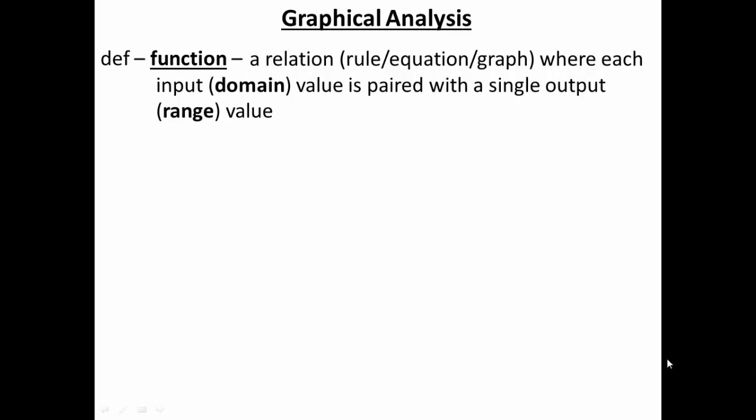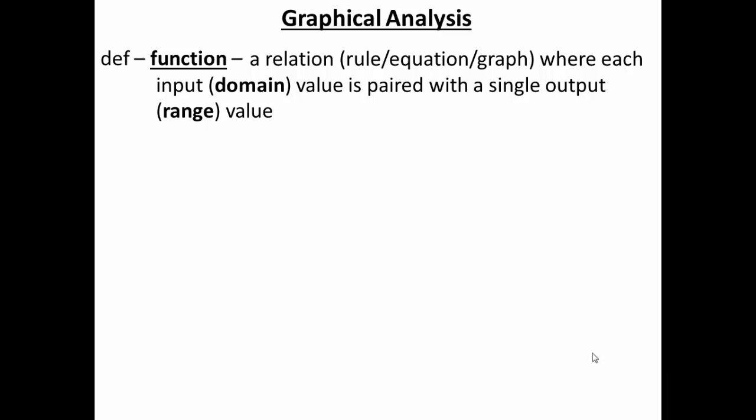So let's start with what a function is. Now, in Algebra 2, you talked about functions. You used function notation. So this is just a recap of what a function is. Remember that a function is simply a relation. Any rule that describes how you get from here to there is a relation. Now, in order for that relation to be a function, each input or domain value has to be paired with a single output or range value. So when I put something in, I should only get one thing out.